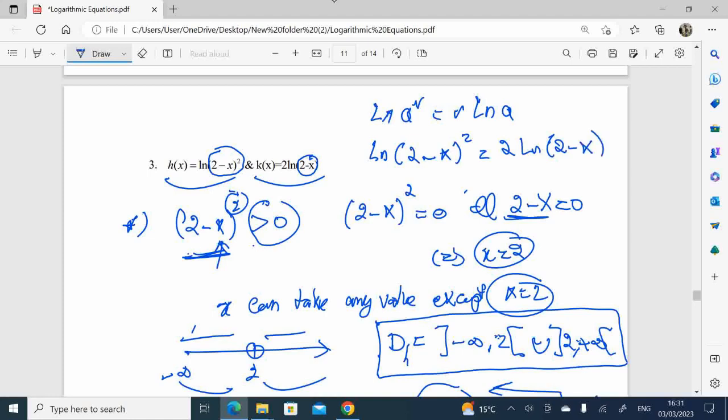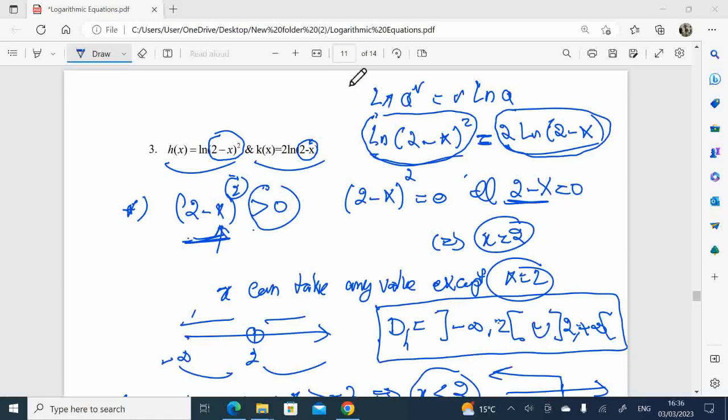But we should take care of something here, which is that the domain of this function is different from the domain of this function. Okay, so as expressions, the two are the same, but if we look for the domain for this function, we get everything except 2, while the domain for the second function will be x less than 2. So we should take care of the domain of each function.